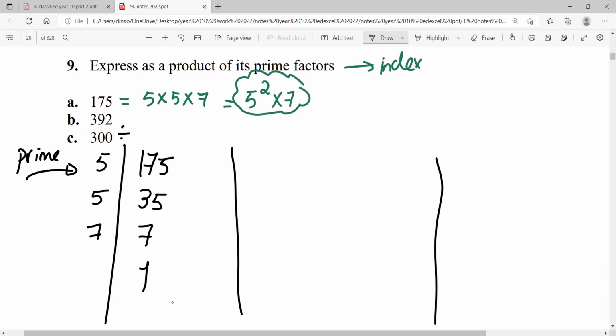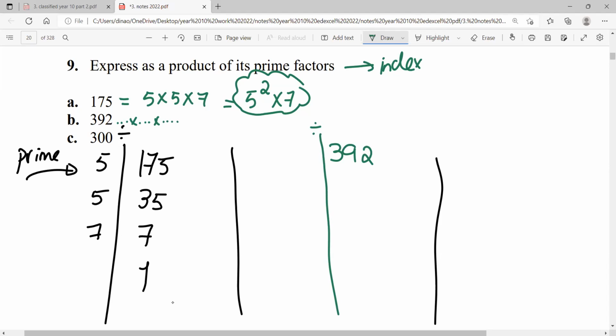Let's move on to 392, the other example. Sometimes the pen hangs, I don't know why. 392. Remember the old days when we worked on the blackboard with colored chalk? It was fun. Okay, the question again: write as a product of its prime factors. What does that mean? It means break down this 392 into numbers multiplied, and all of these numbers are prime. Use the column as it's the safest way to use.